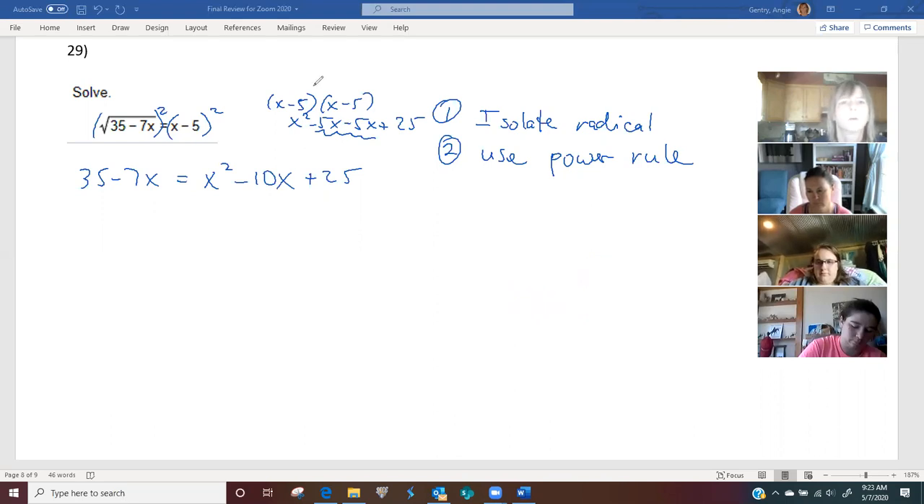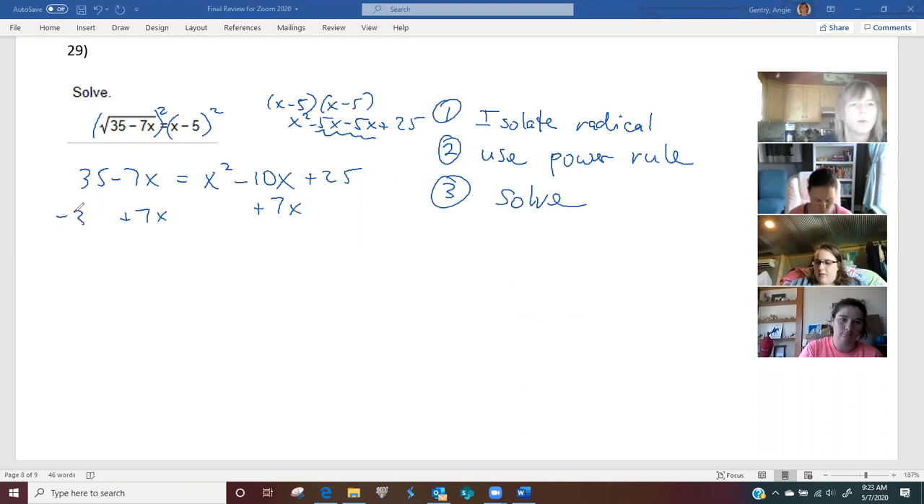And then, now you solve. In this case, it's quadratic, so maybe you should bring everything over. Now, how about we don't bring this to the left and make a mess? How about we bring this 7x over, and we bring this over? And this looks so very familiar because we just did one when we prepped for this last test. Negative 10, plus 7, 25 minus 35.